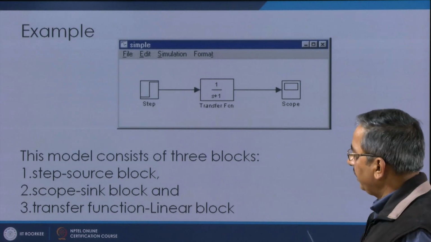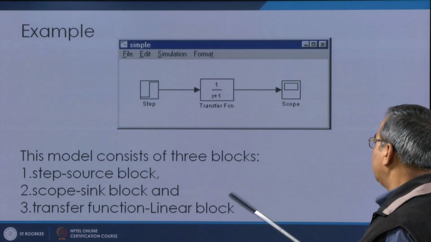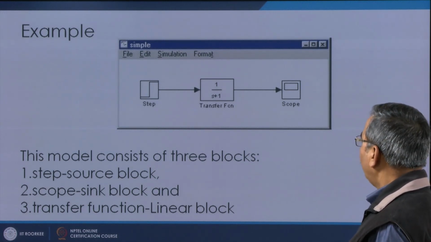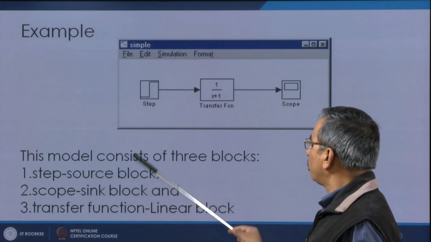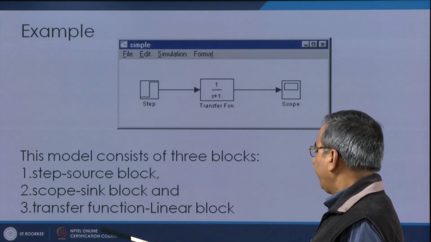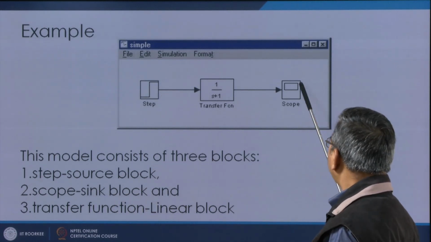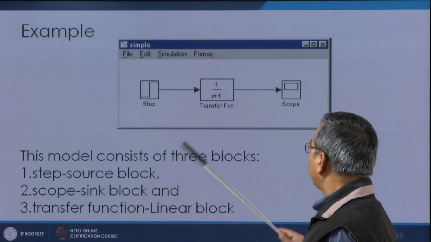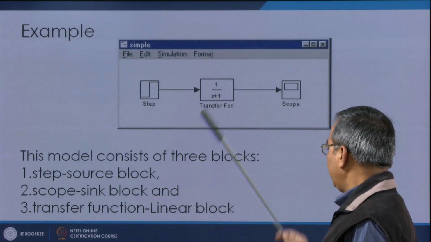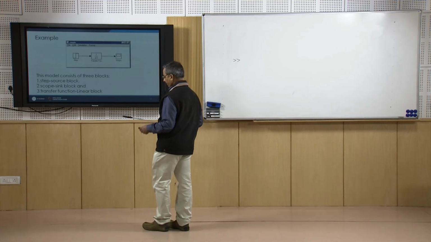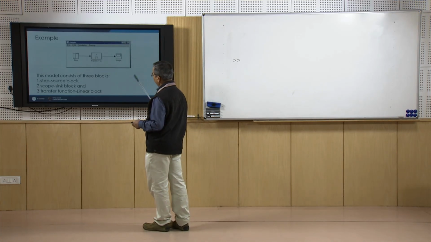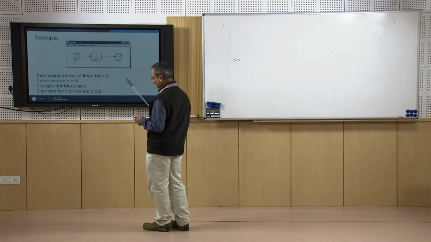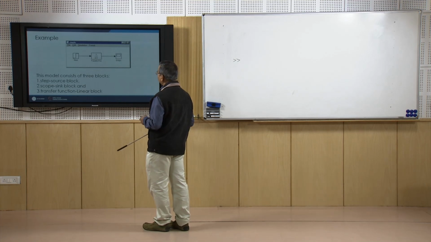As I have been telling you, this model consists of 3 blocks. One is the step source block, this is the source, then the scope sink block, and there is a transfer function linear block. So, these things are available. Now, let us see through this example the various features of Simulink.